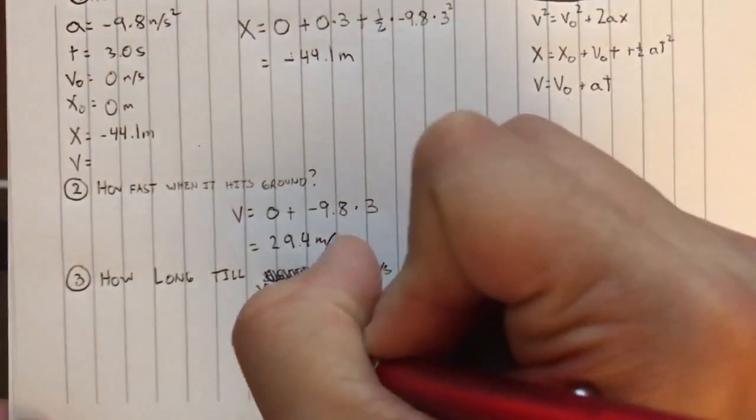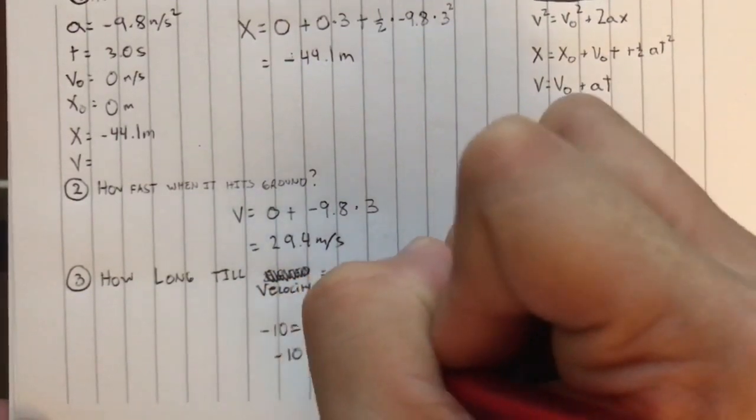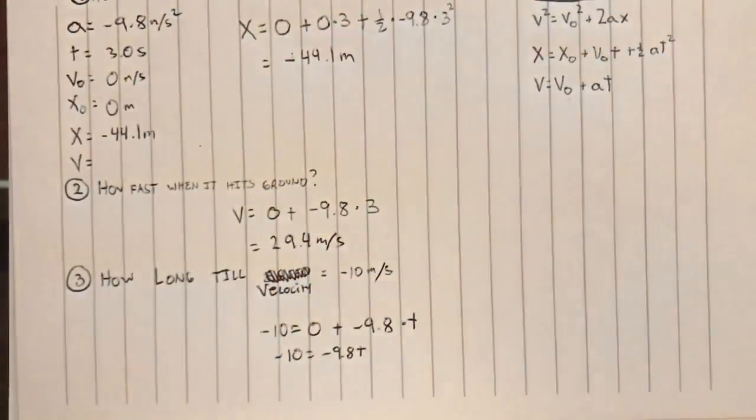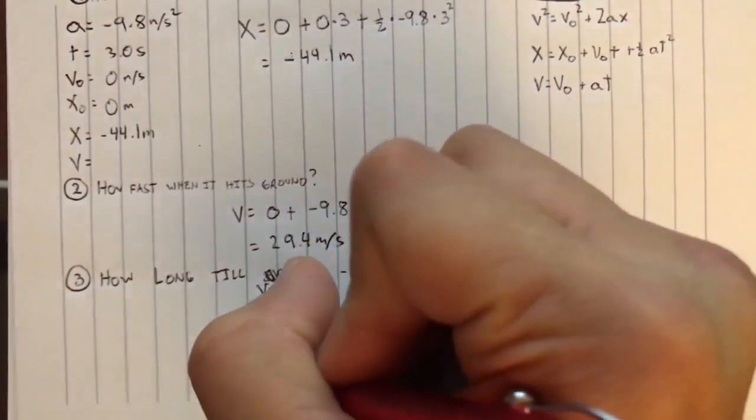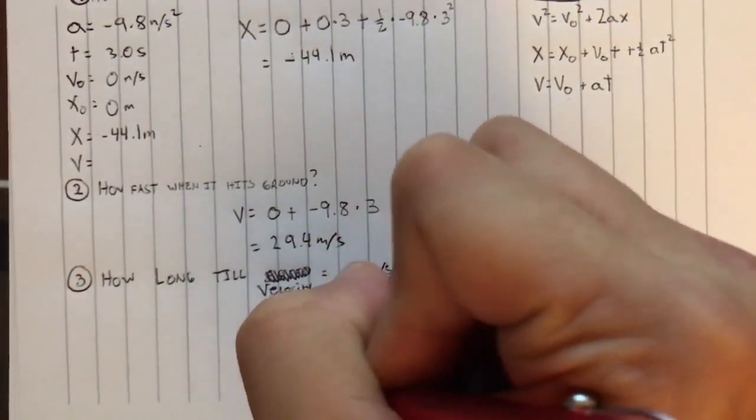If I simplify this a little bit, I get negative 10 equals negative 9.8 t. And if I divide both sides by 9.8, I get 1.02 seconds.